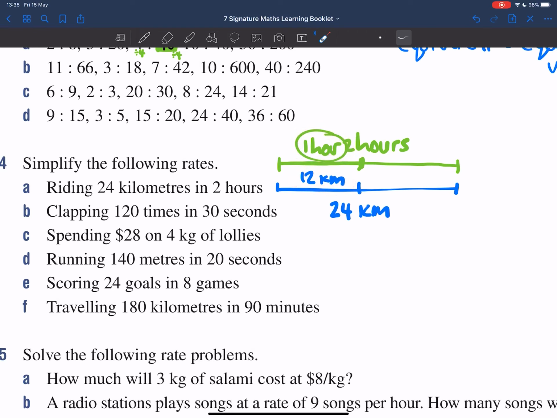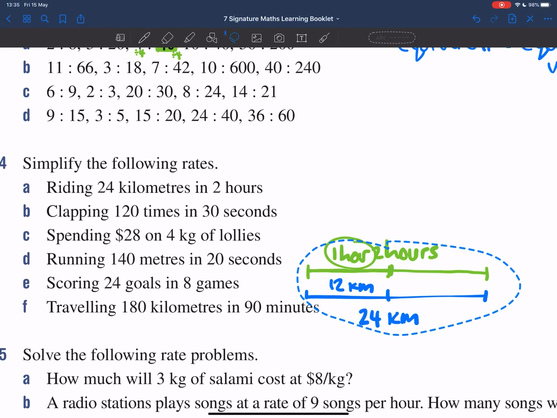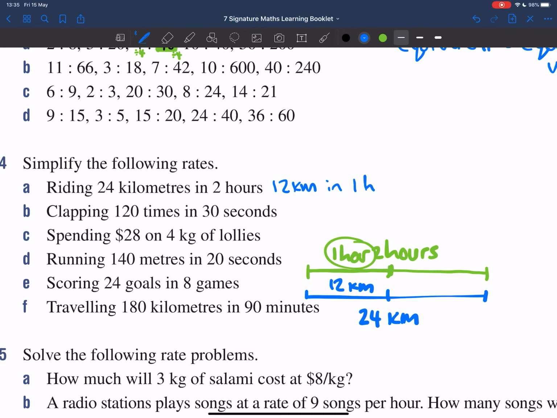And this is how we can write it. There's two options here. You can write it like this: 12 kilometers in 1 hour. Or you can write it like this: 12 kilometers / 1 hour, where the slash just means per or in. So you don't have to write the actual number 1 here. You can if you want. But if you just have a 1 there, it means that you don't have to write it. You could ignore it. Okay.